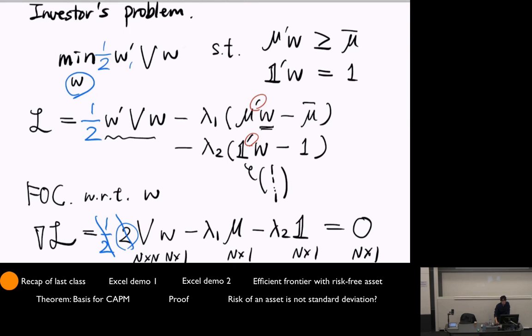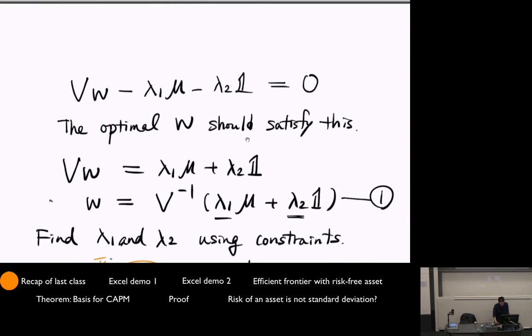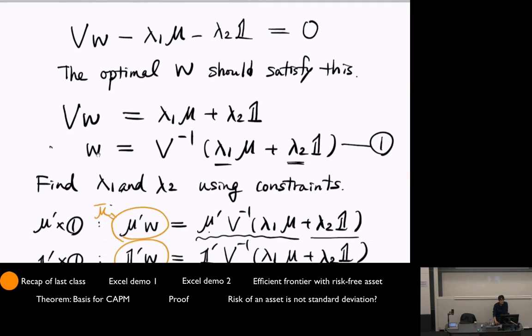The problem looked like this. The investor is minimizing the risk of his portfolio subject to the expected return of the portfolio being at least mu bar. Mu bar is the minimal acceptable or minimum required return for the investor. And we analytically solved for the optimal portfolio. And the solution looked like this.